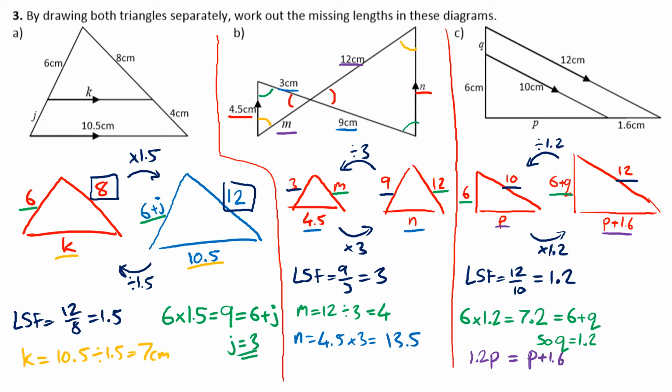Anyway, so this is an algebraic equation, and we should think if we've got P on its own, that's the same as saying we've got 1P. And to solve this, we're going to need to subtract P from both sides, and that will leave us with 0.2P is equal to 1.6, and then we could either divide by 0.2 or we could times by 5, and that would tell us that P is equal to 8 centimeters, I guess.